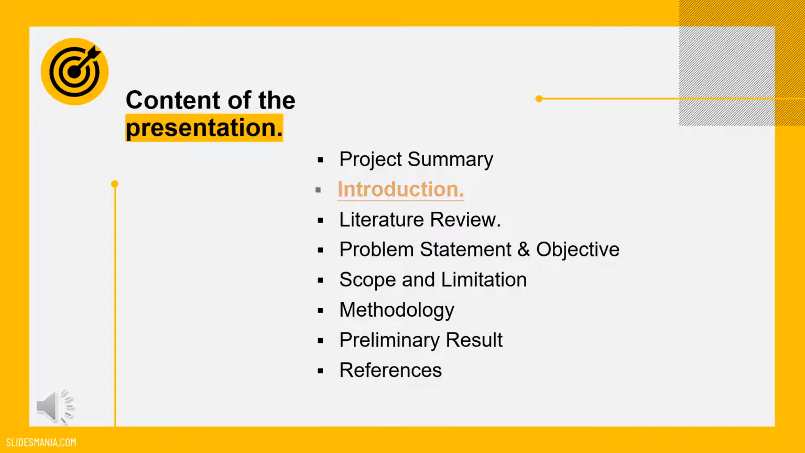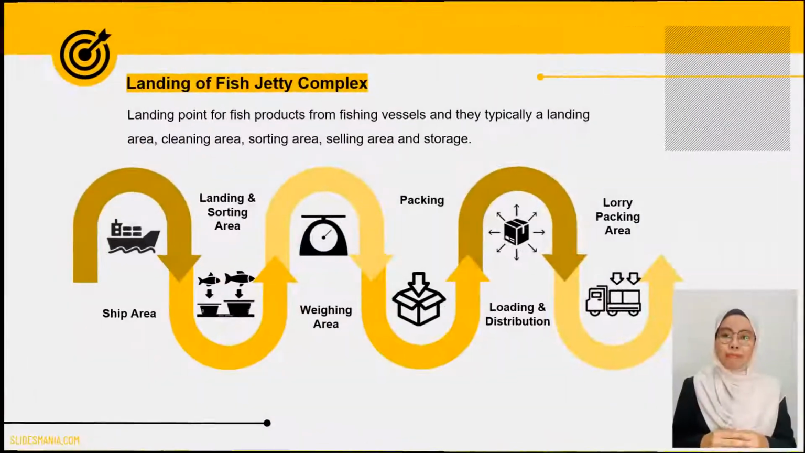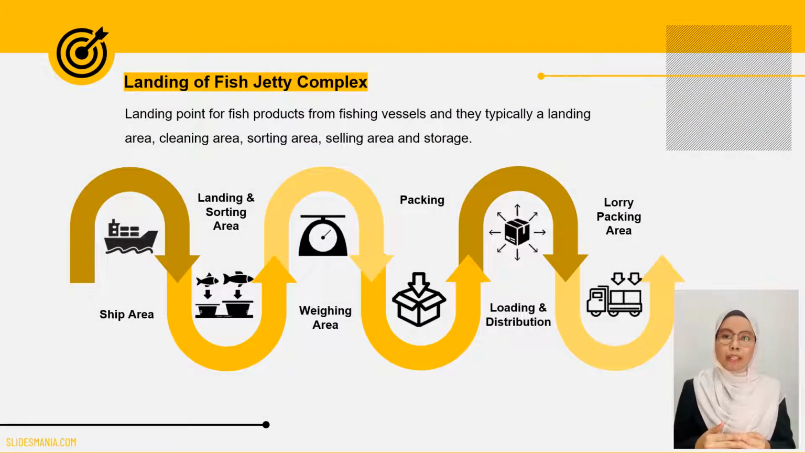Next, we will move to the introduction of the study. Fish landing jetty complexes are used as landing points for fish products from fishing vessels, and they typically include a landing area, cleaning area, sorting area, selling area, and storage. The flow of the procedure at the jetty starts from the shipping area for the unloading process. Then fish will be landed and sorted at the fish sorting area.